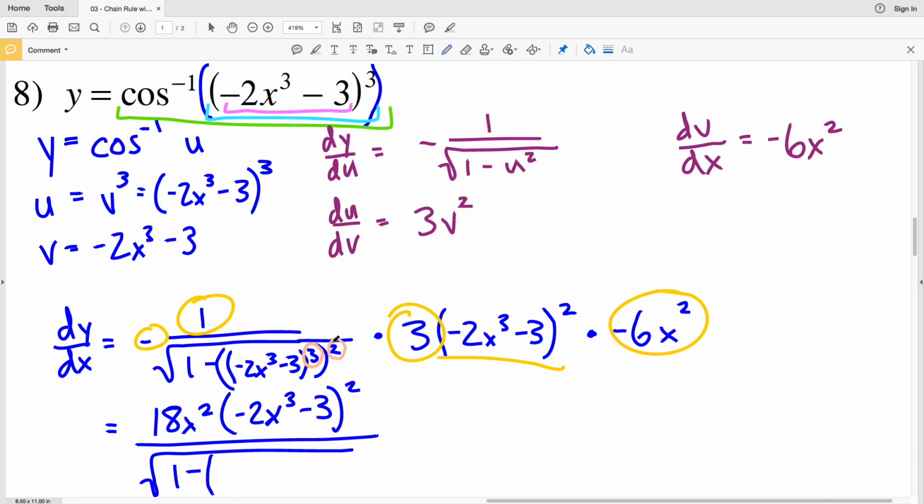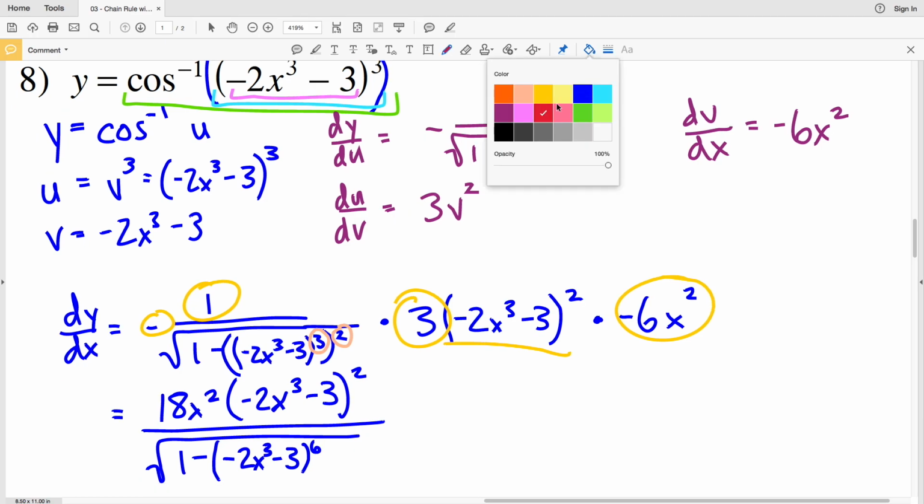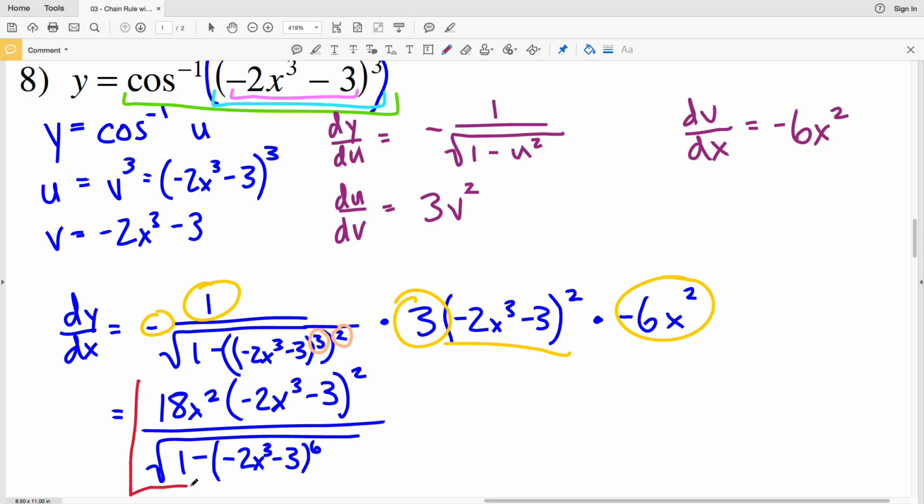And that's all over my denominator of 1 minus, in order to simplify my denominator, I'm just going to multiply 3 by 2 because that quantity cubed is raised to a power of 2. So my exponents will get multiplied together by the law of exponents. So I'll have negative 2x cubed minus 3 to the 3 times 2, which is to the 6th. So my derivative of y with respect to x in number 8 is 18x squared times negative 2x cubed minus 3 squared all over the square root of 1 minus the quantity negative 2x cubed minus 3 to the 6th.